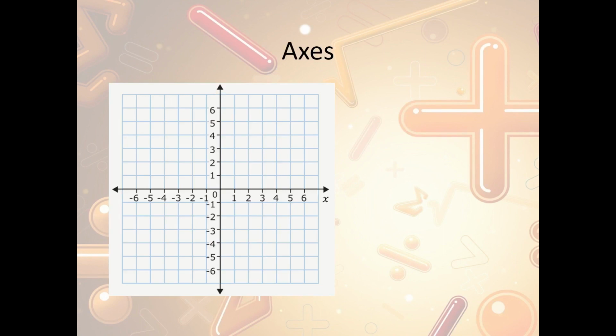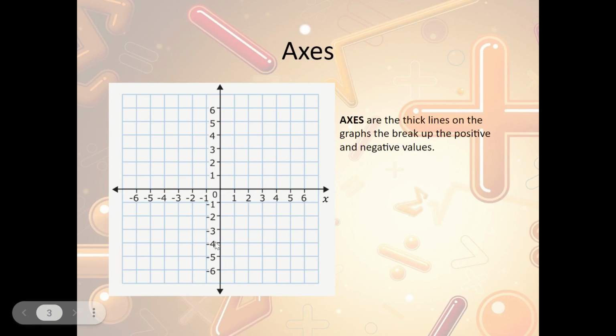Now let's take a look at axes. Within the coordinate plane, we should notice that there are these lines that break up the x and y's. The axes are the thick lines that break up the positive and negative values. So if we look here, we have our x's here that go this direction, and we have our positives on this side and our negatives on this side. And they're broken up by this line here that represents the negative y's and the positive y's. So they break up each other and create positives and negatives in each of these boxes.